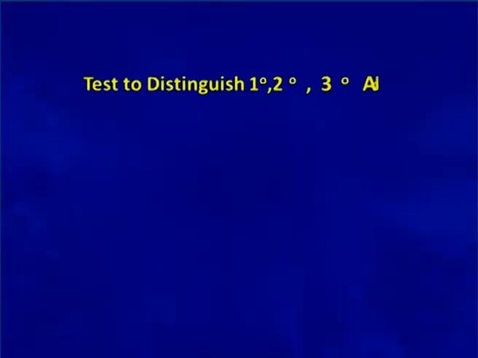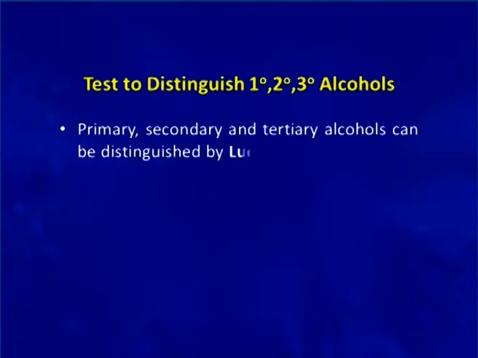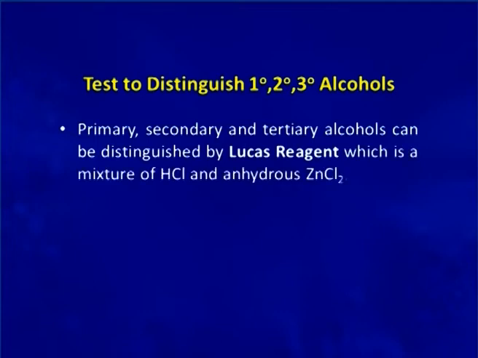Now we will discuss some tests by which we can distinguish between primary, secondary and tertiary alcohol. Say for example, we have 3 containers, but we do not know which container has which alcohol, whether it is a primary alcohol or a secondary alcohol or a tertiary alcohol. Then a test called the Lucas test is used to distinguish between them. Lucas reagent basically comprises zinc chloride and hydrochloric acid.